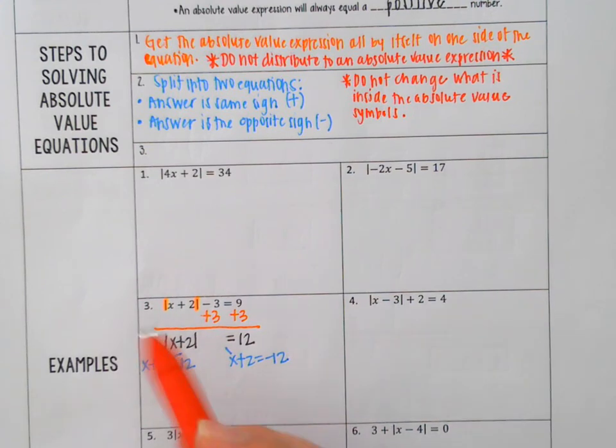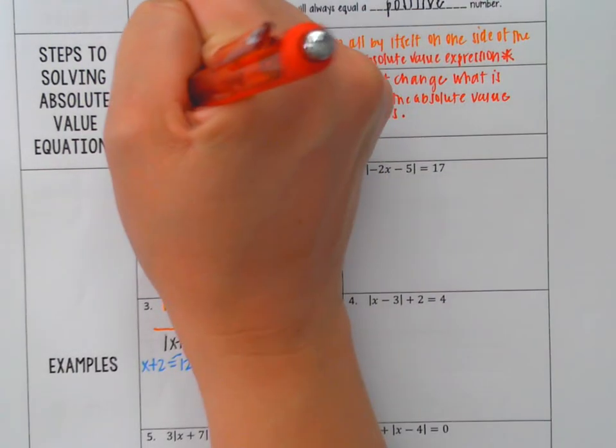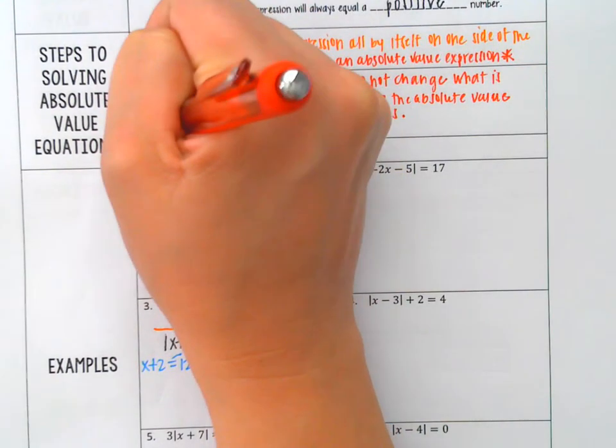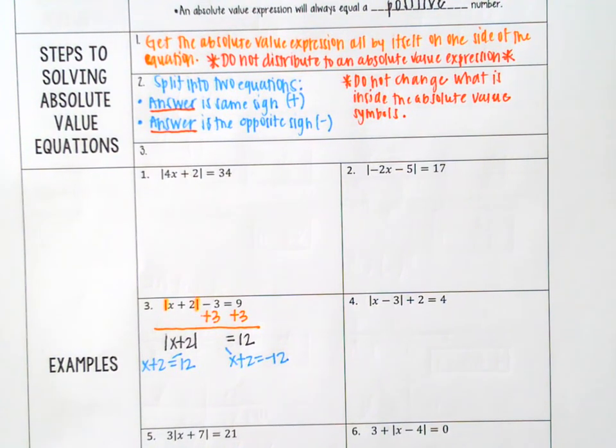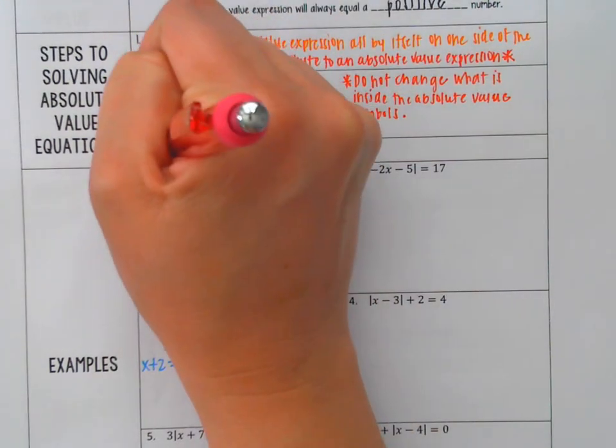Okay, so that means that the x plus 2, that's not what changes. What it's equal to is what changes. Notice how I mentioned the answer is the same sign and the answer is the opposite sign. And so from there, our last step is to solve each equation separately.